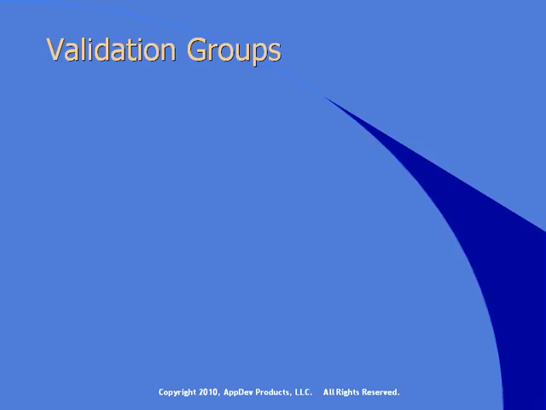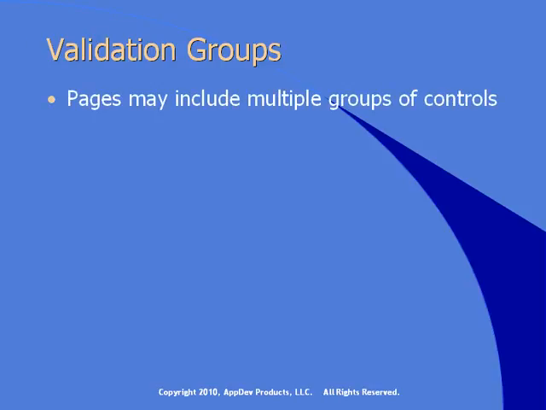Now, if you think about it, there's a situation that might come up that could cause your validation trouble. You might have pages that include multiple groups of controls, and perhaps each group on the page needs separate validation. The problem was, before validation groups were available, every page validated as a whole. So it wasn't possible to have two different groups, each of which would validate separately on the page. You had to do some weird workarounds to get around it.